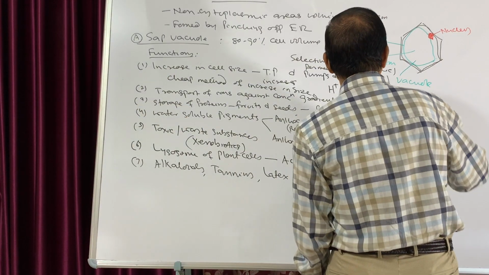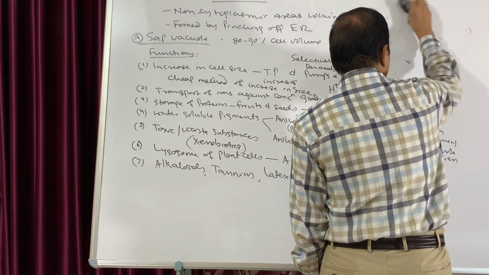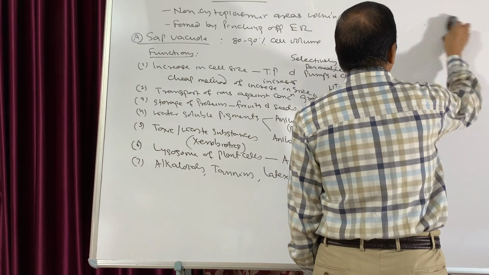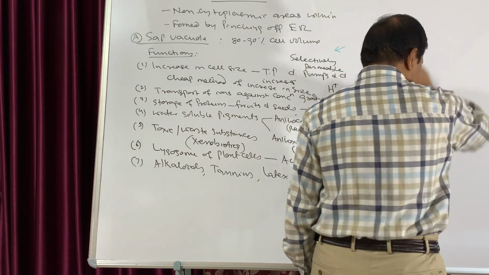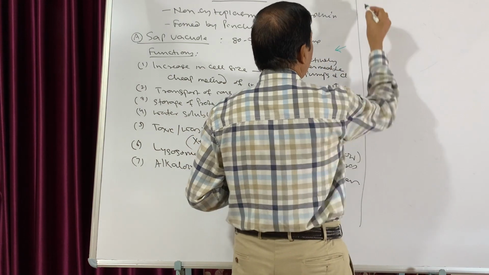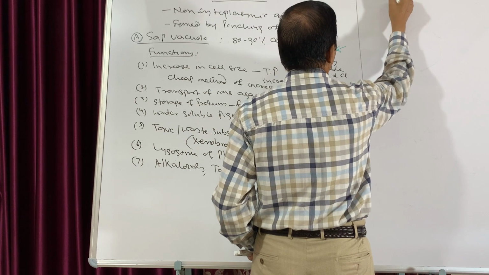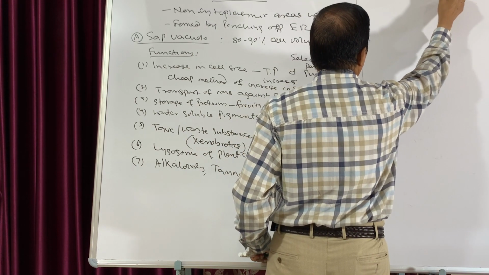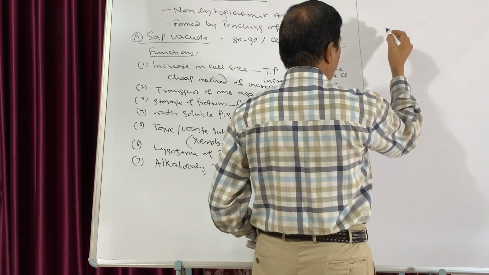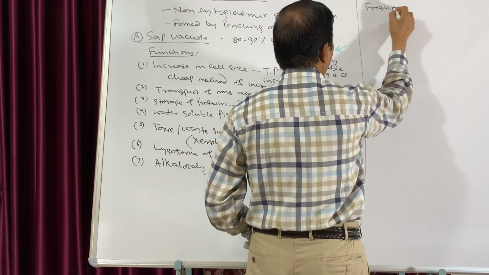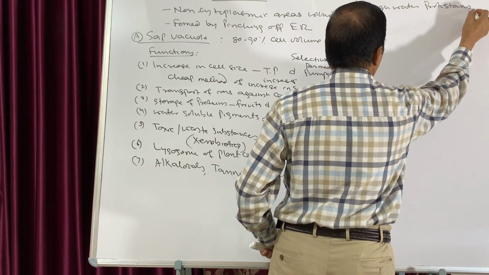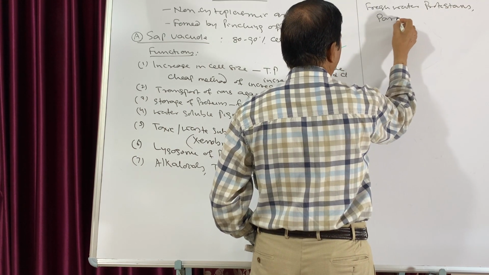The second type of vacuole is the contractile vacuole, and the contractile vacuole is usually present in freshwater protistans. They are also present in paramecium.